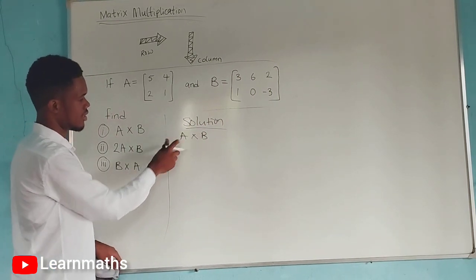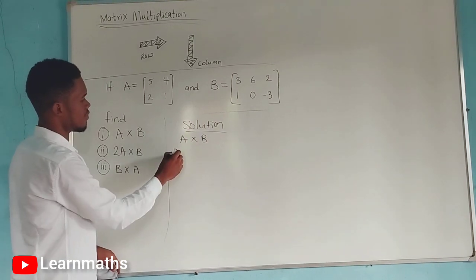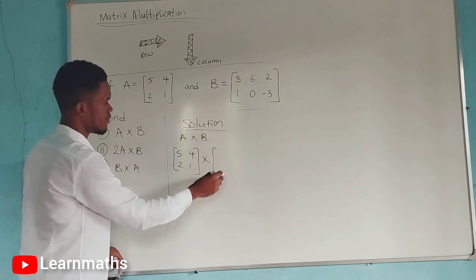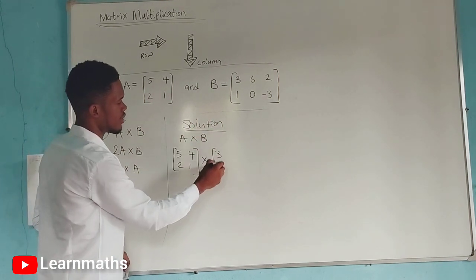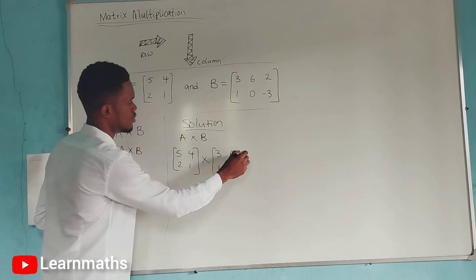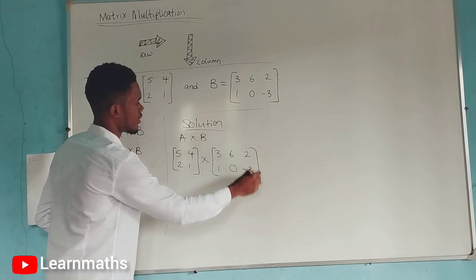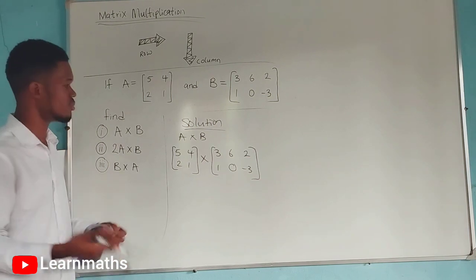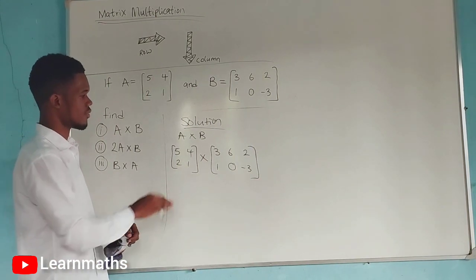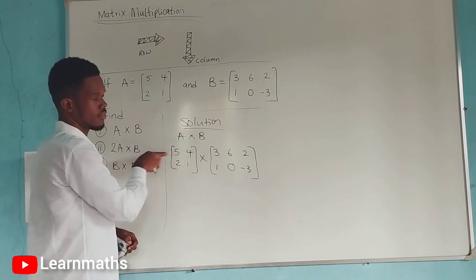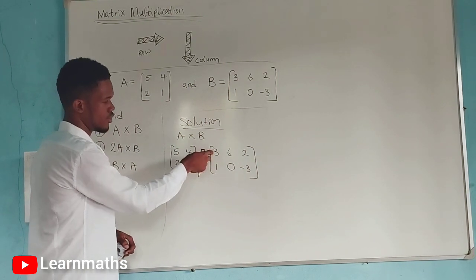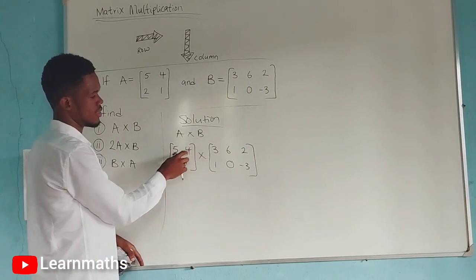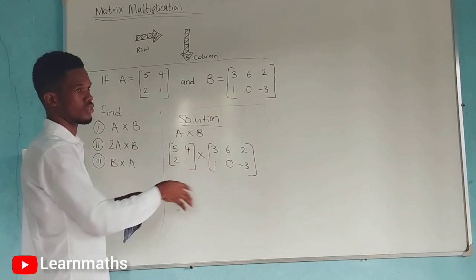Now the matrix A is this 5, 4, 2, 1, times, what's the matrix B? 3, 1, 6, 0, 2, and negative 3, right? So let's carry out the multiplication for A times B. First, let's see if it's actually possible to carry out this multiplication. We have two numbers for the row, and we have two numbers for every column, so yes, it's possible.